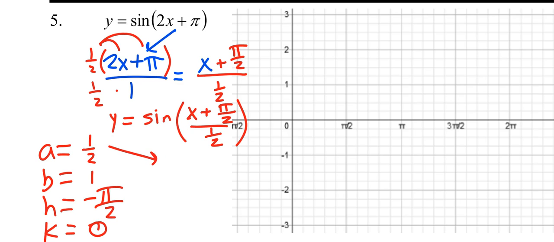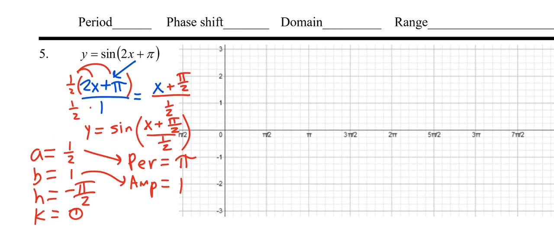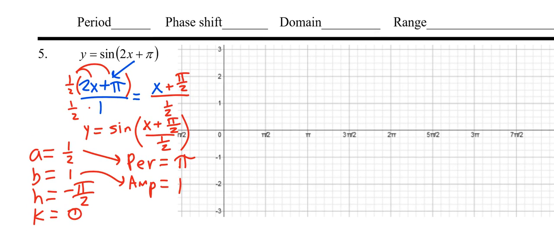What's the period of this one? Only 1 pi, right, because we cut the period in half. All right? And the amplitude? Still 1. Okay. Find the center line of the wave. Find your HK.